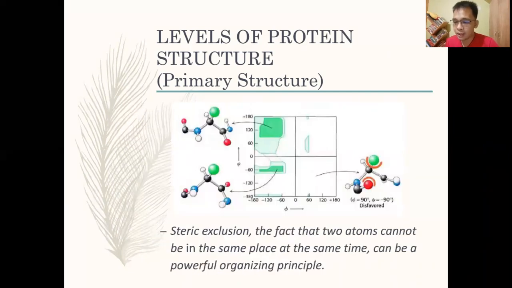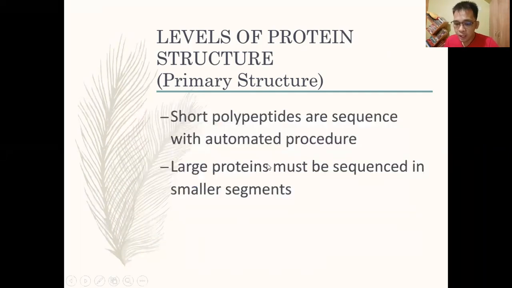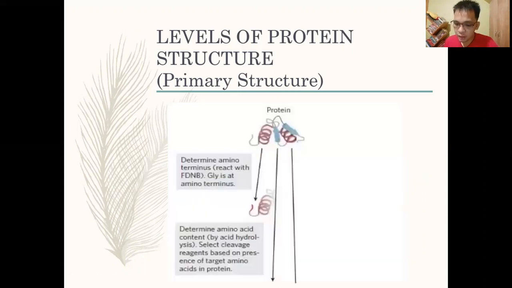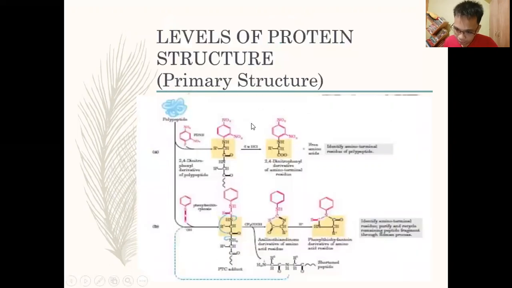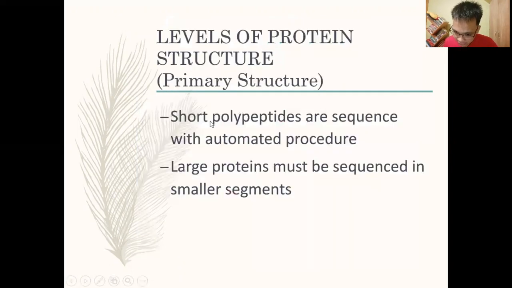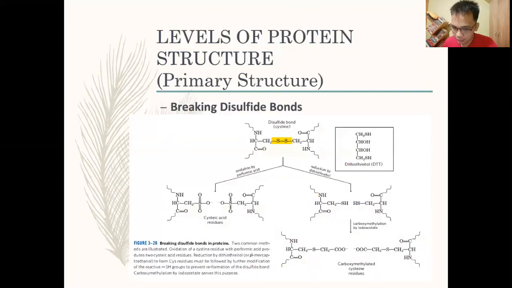So we have the steric exclusion for the primary structure. And then short polypeptide chains are sequenced with an automated procedure. They have an automated procedure in order to sequence them. And then large proteins must be sequenced in smaller segments. So you divide it one by one in order to sequence it. So that is the primary structure level of proteins. Take note, guys, we do sequencing here in smaller parts, and those are the residues of each polypeptide. You sequence them one by one.